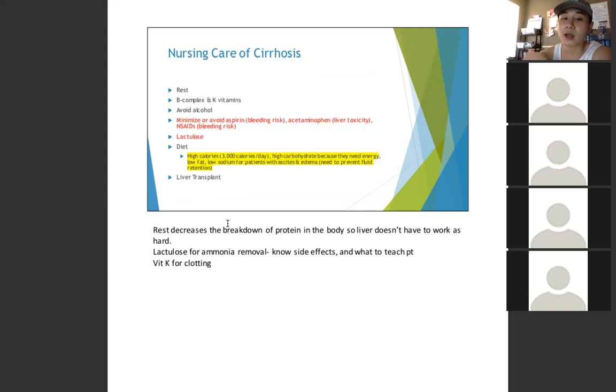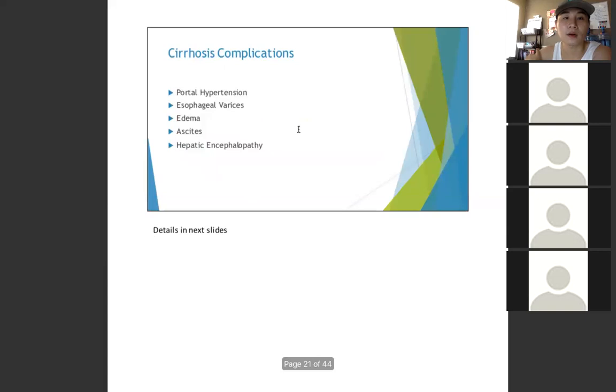Rest decreases the breakdown of protein in the body, so the liver doesn't have to work as hard. Lactulose for ammonia removal, no side effects, and what to teach the patient. So we will talk about it in a bit. Vitamin K for clotting. All right, cirrhosis complications.